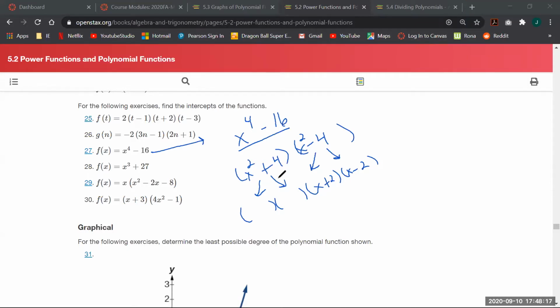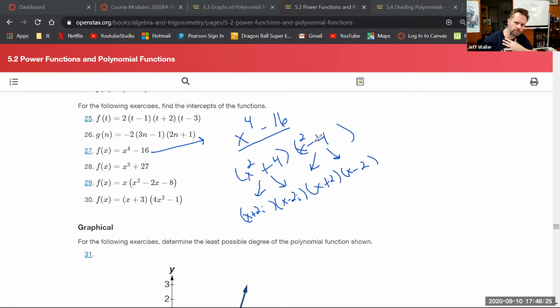X plus 2i, x minus 2i. So the reason that for real numbers it has to be a negative here is so that these have opposite signs and the middle term cancels. That's not a negative. There's no real number that when I multiply it by its opposite, I get positive 4.